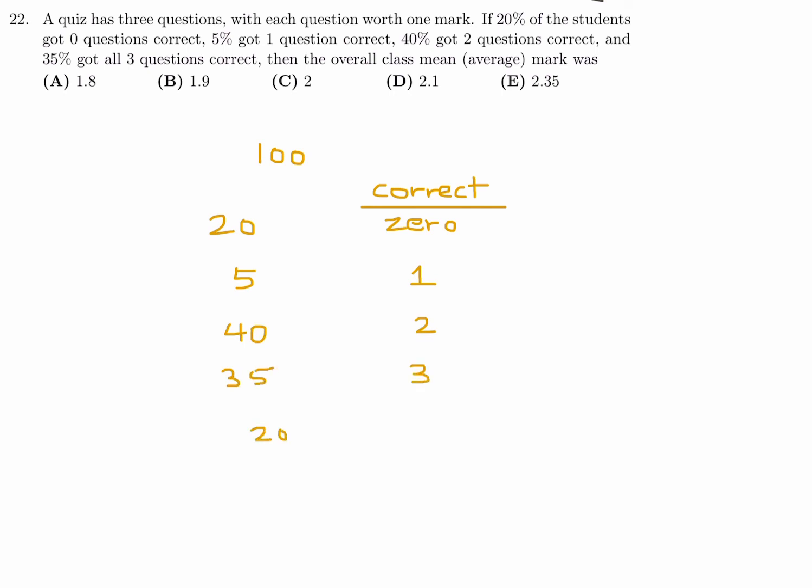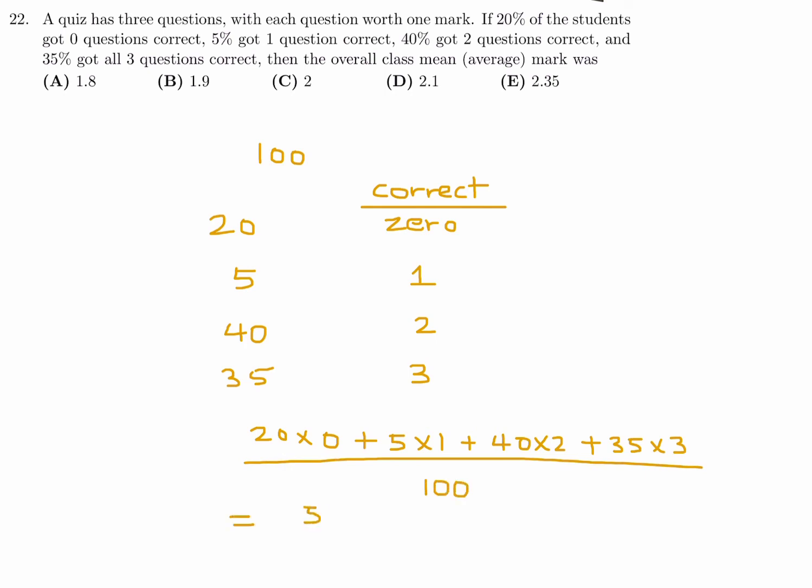So it'd be 20 times 0 plus 5 times 1 plus 40 times 2 plus 35 times 3. And then, of course, we have to divide by the total number of students, which is 100. So this becomes 0 plus 5 plus 80 plus 105, all divided by 100. And that is 190. Yeah, 190 divided by 100, and therefore that is 1.9. That's the average. So number 22, the answer is B.